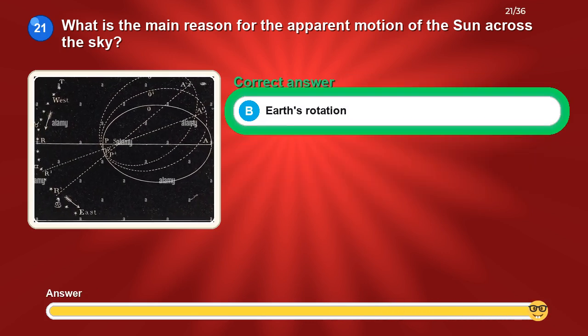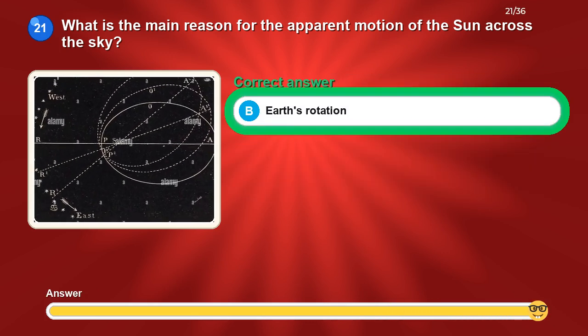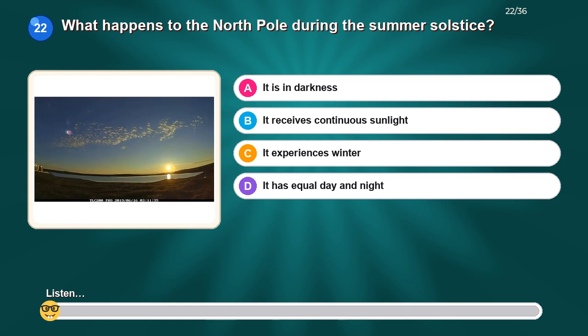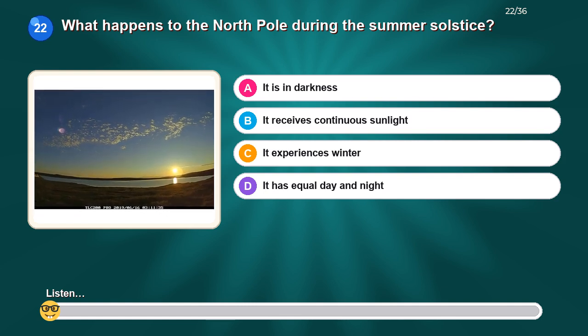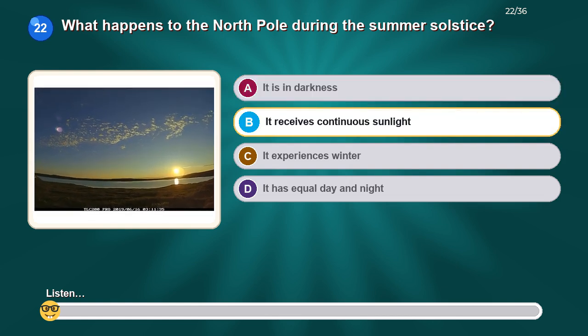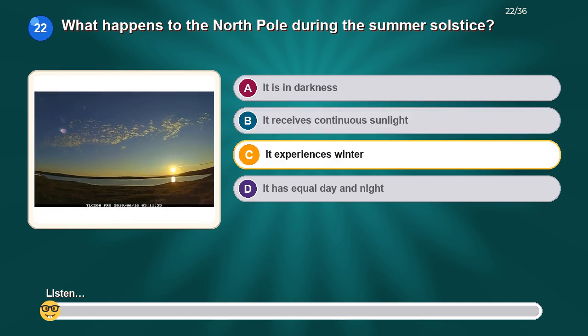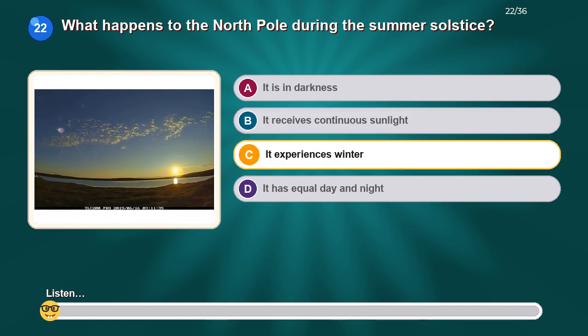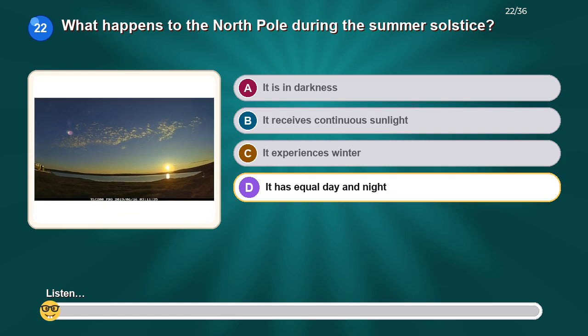The correct answer is Earth's rotation. What happens to the North Pole during the summer solstice? Option A. It is in darkness. Option B. It receives continuous sunlight. Option C. It experiences winter. Option D. It has equal day and night.